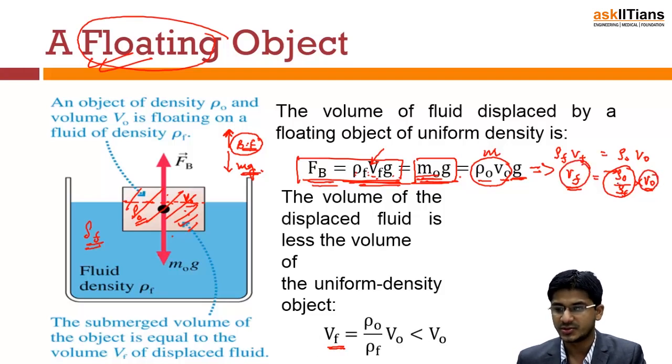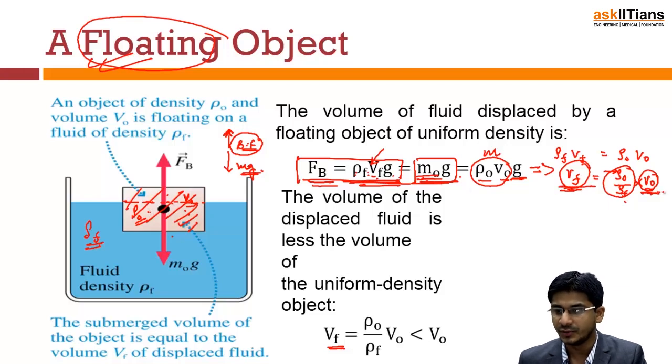For this, rho naught has to be less than rho f. That means its density has to be less than this for it to float within the liquid. So the density rho naught must be less than this, because the volume of the fluid displaced cannot be greater than V naught, because the maximum volume that this object will be able to displace will be equal to its own volume, that's V naught.